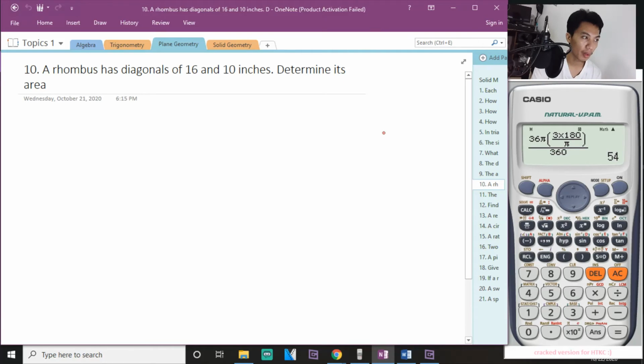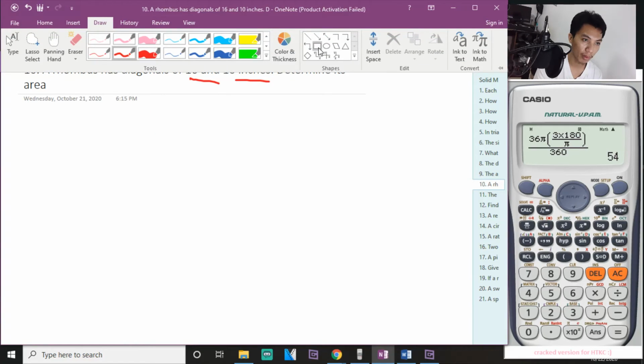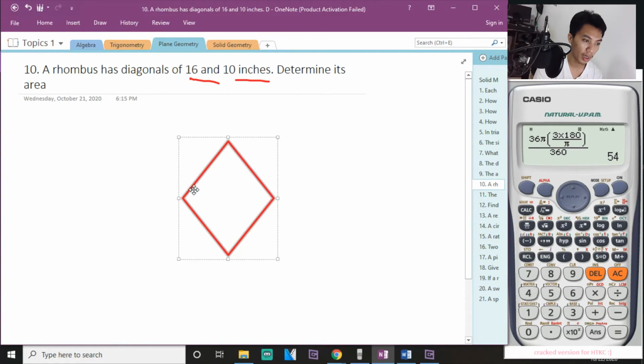Problem number 10. A rhombus has diagonals of 16 and 10 inches. Determine its area. Now, what is a rhombus? A rhombus is something like a kite. So, yeah. This is the rhombus. Now, kapag nag-drawing ka dyan ng iyong diagonal, may formula dyan in order for you to know the area. This diagonal 1, this diagonal 2. D1, D2. Ano po ba yung mga area niyan?